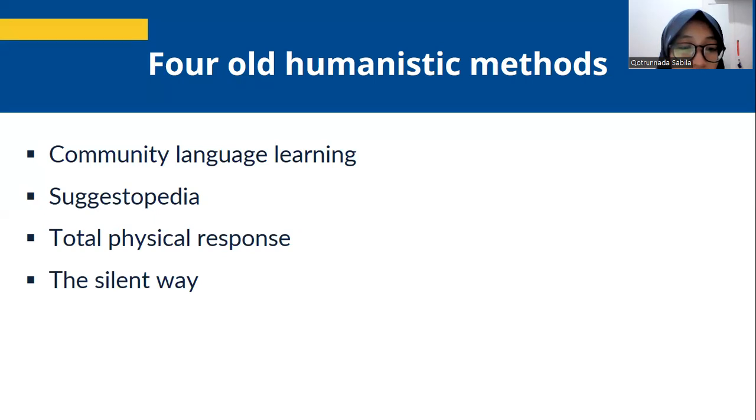And then total physical response. A typical TPR lesson might involve teachers telling the students to pick up the triangle from the table and give it to me, or walk quickly to the door and hit it. And then next is the silent way. One of the most notable features of the silent way was the behavior of the teacher, who rather than entering into conversation with students, said as little as possible.